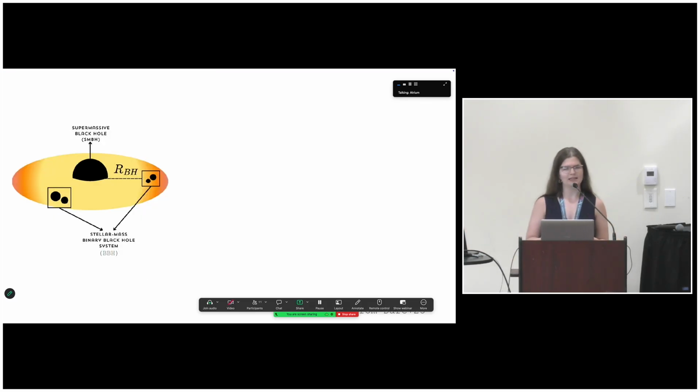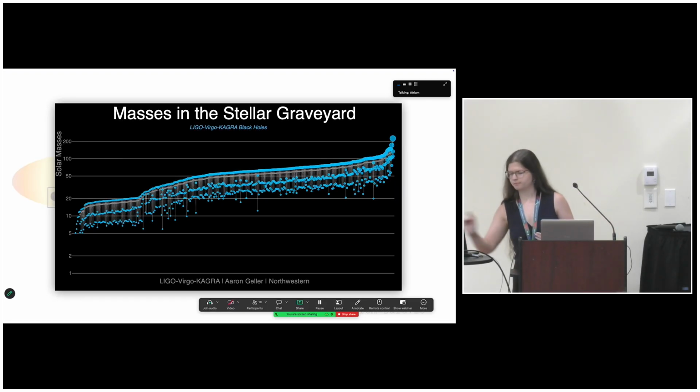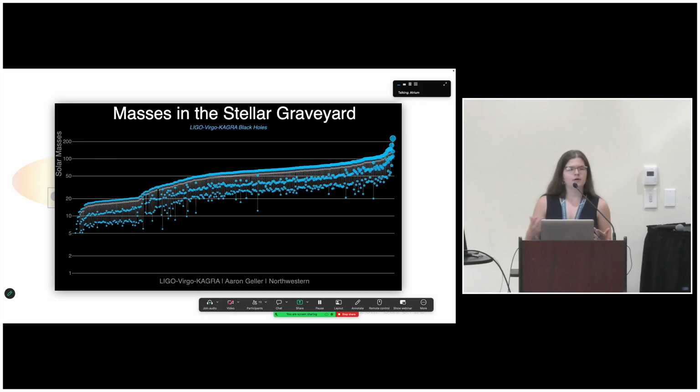While embedded in this disk, these black holes can migrate and find other black holes in the disk, pairing up to form a binary black hole system, which can evolve to merge. With our current ground-based gravitational wave detector network, we've been able to detect hundreds of binary black hole mergers.